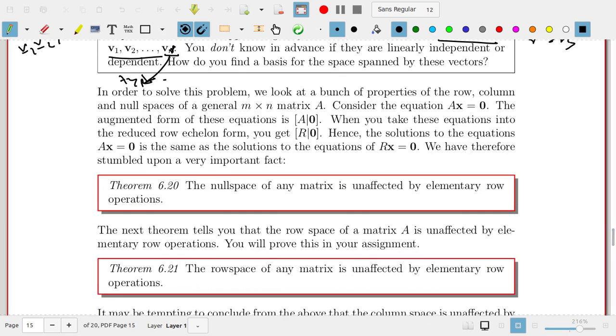Let's see how we can find a basis for the space spanned by these vectors, right? So in order to solve this problem, we look at a bunch of properties of the row, column, and null space of a general m by n matrix A.